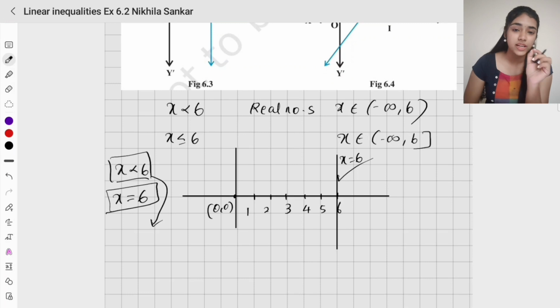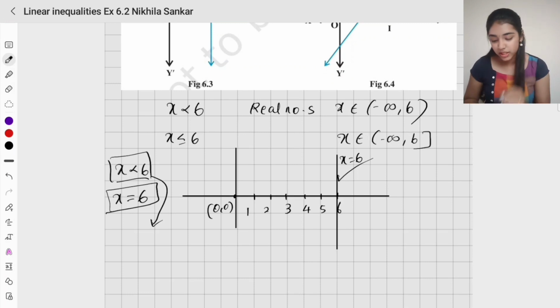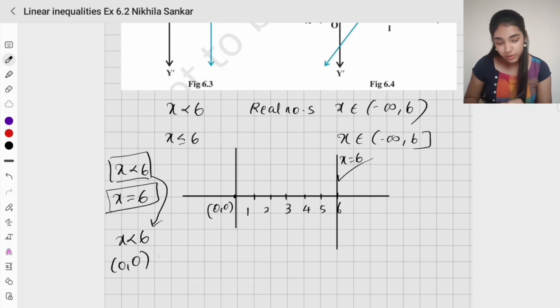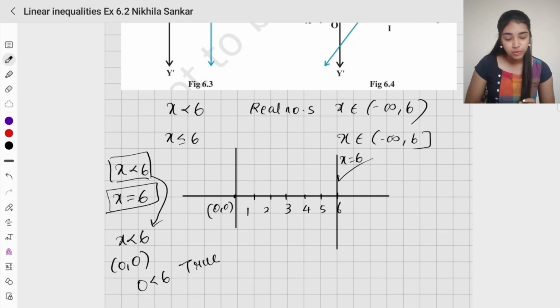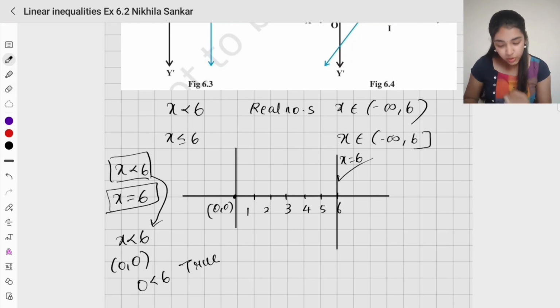Otherwise, whenever you are finding the solutions of the inequation, you have to take the question itself. So now I'm going to take the inequation. x less than 6 is my inequation. When I substitute the value 0, 0 into my inequation, x is 0, so 0 is less than 6. Is this true or false? This is true. So if true, the value of 0, 0 is included.